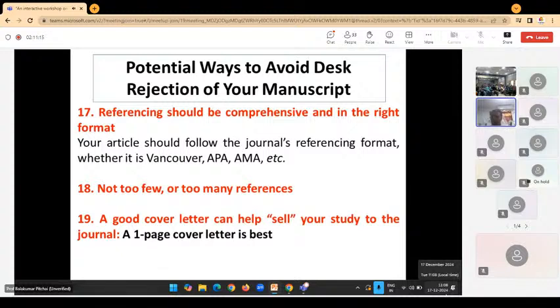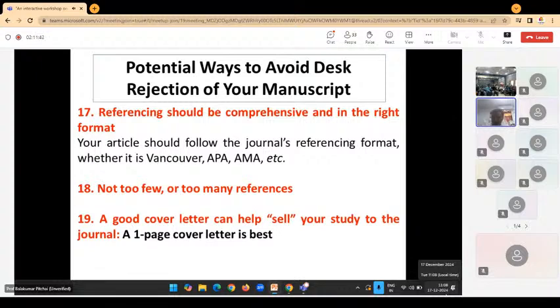And not too few and too many references. For example, you are writing a research paper and having only 10 references. What does it mean? And you are writing a research paper and having 140 references. What does it mean? Don't go less than 30, don't go more than 50. So keep it from 30 to 50, not too few references, not too many references. And a good cover letter can help sell your study to the journal editor.